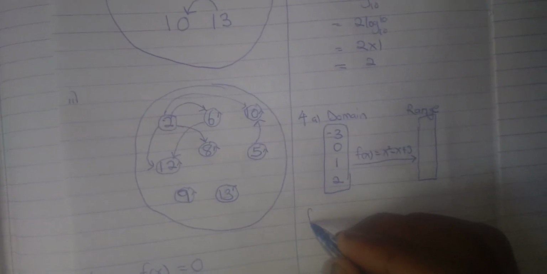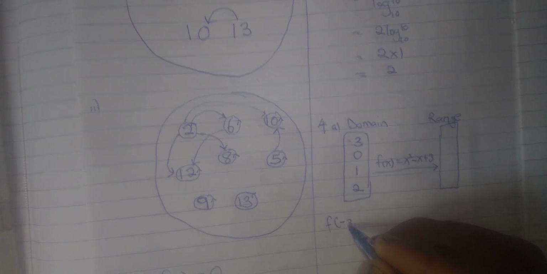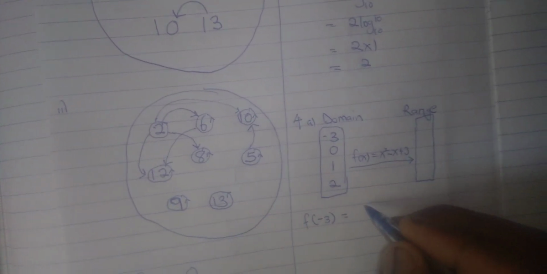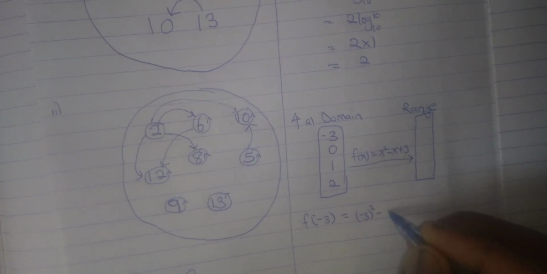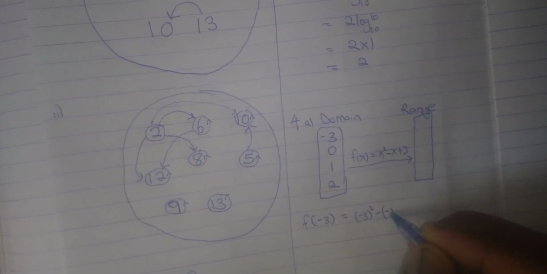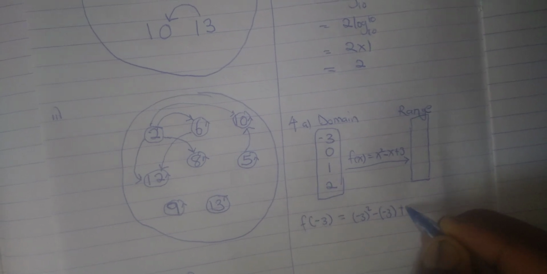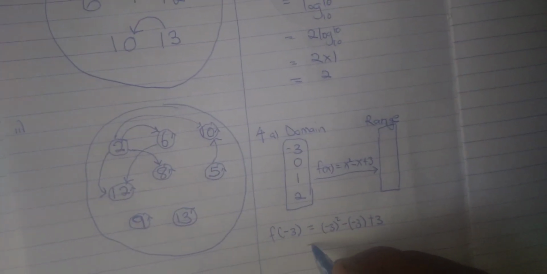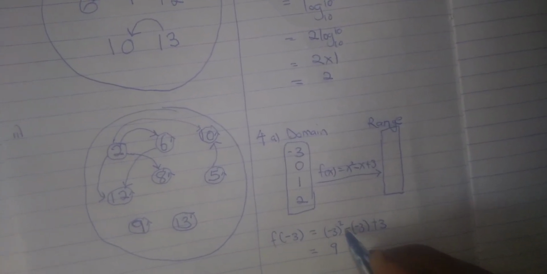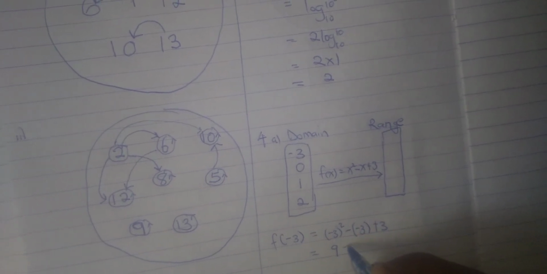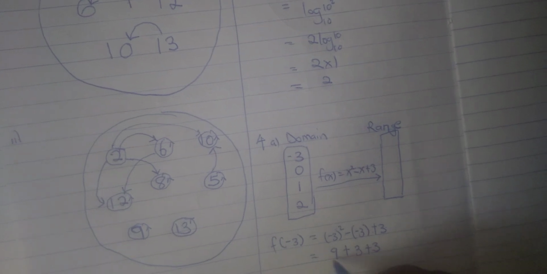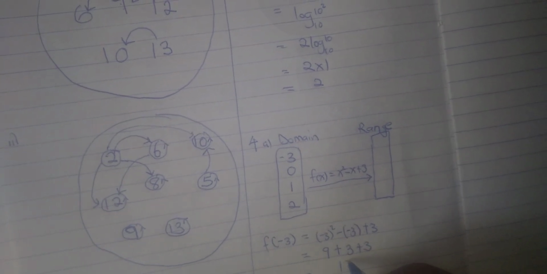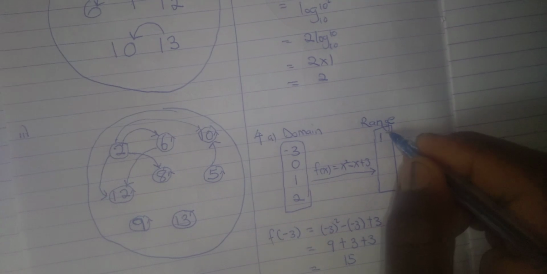So if f of x is that, then f of -3 shall give us, where there is x we put there -3: -3 squared minus x, which is still -3, plus 3. When you square a negative, we get a positive. Negative times a negative is still a positive. Now 3, still plus 3. So this is coming to 15. So we put our 15 here.